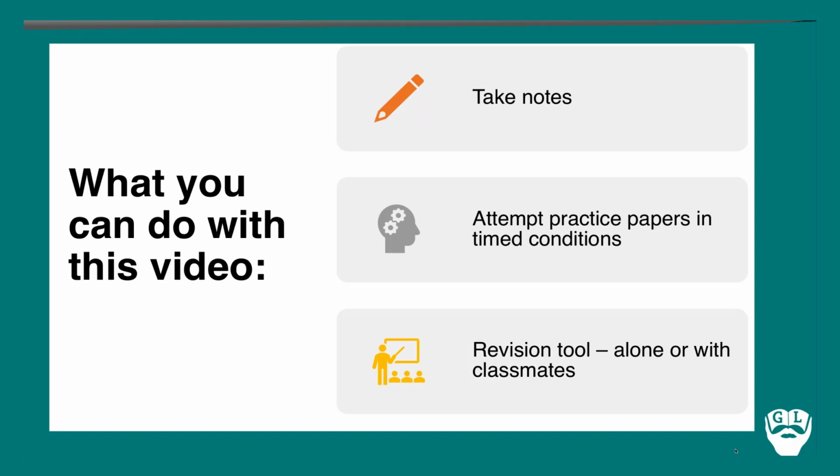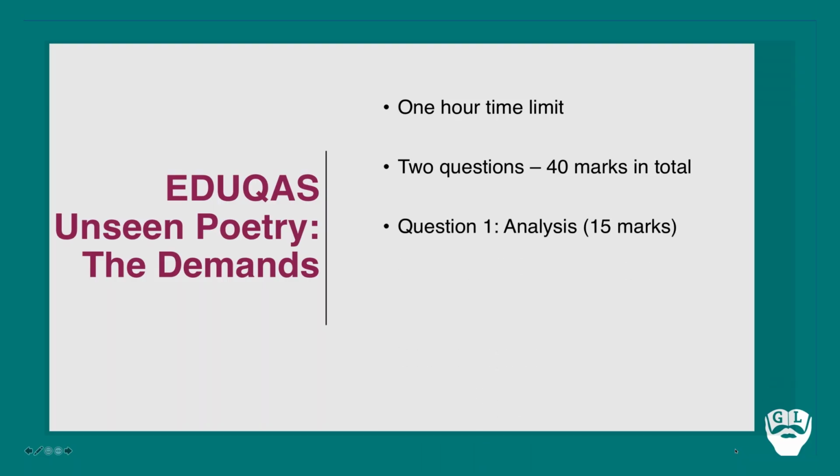So, a couple of things I just want to tell you that EDUQAS provide in terms of the demands on this paper. What does it look like and what are you up against? Well, it's a 1 hour time limit in total. That has to factor in the reading time you will have as well to read both poems. There are 2 questions worth 40 marks in total, so it's a big share of your overall GCSE in English literature. Question 1 is an analysis task.